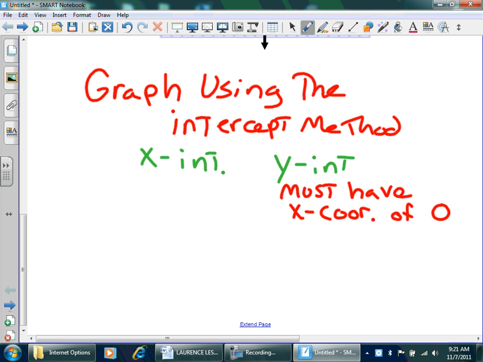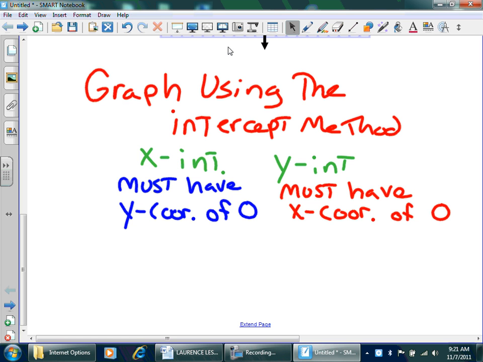To do the x-intercept, I must have my y-coordinate equal 0. If I'm on the x-axis, the point will always be (5, 0), (negative 3, 0), (12, 0). It will be a number followed by a 0.